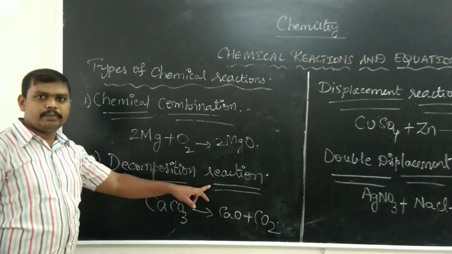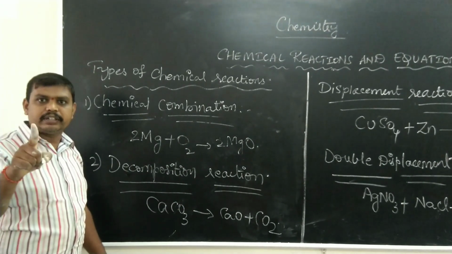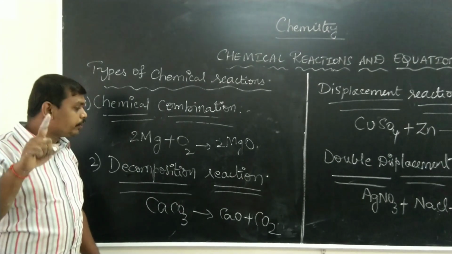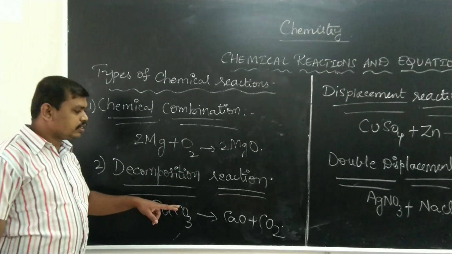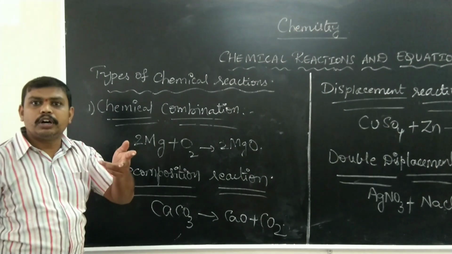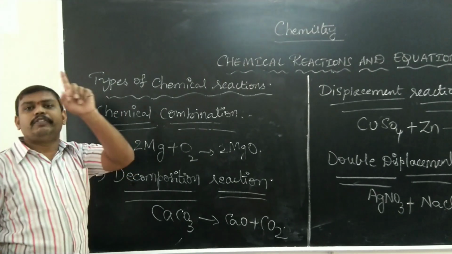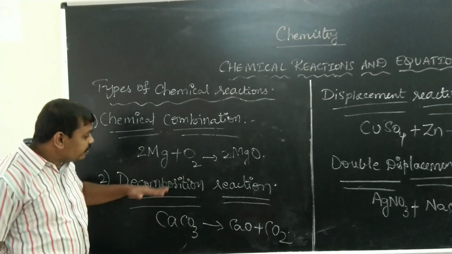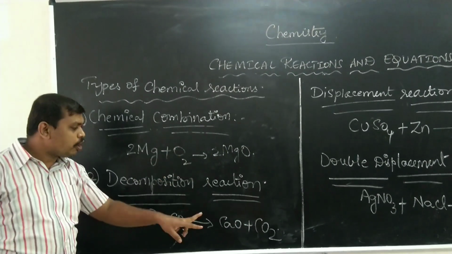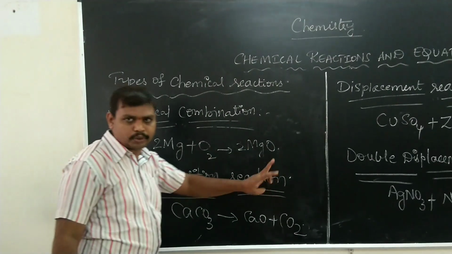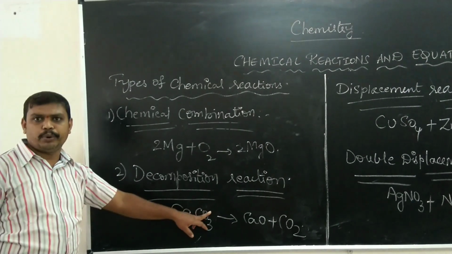The next one is the decomposition reaction. That is the second one. What is a decomposition reaction? When one substance is divided into 2 substances. One chemical substance will split into 2 or more substances. Whereas in the chemical combination, 2 substances form one substance, in the case of a decomposition reaction, one substance will split up into 2 or more compounds. The best example for this decomposition reaction is calcium carbonate.